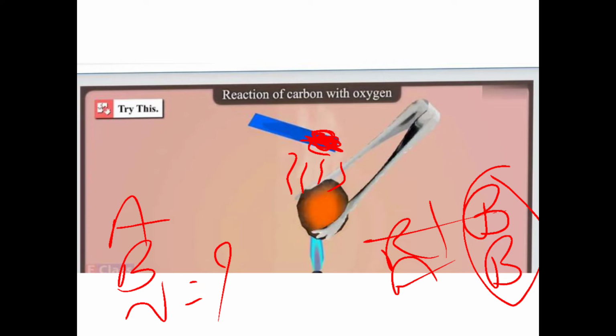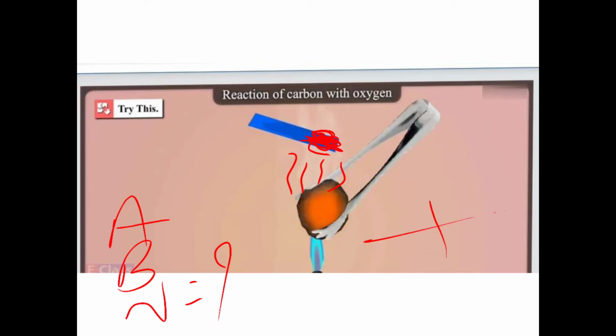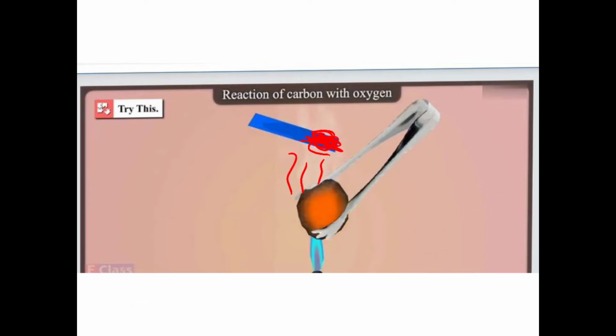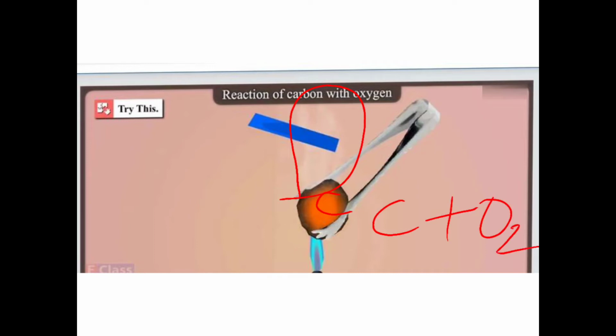So an acidic gas is there, and can you think of what gas it must be? What gas must it be? You can see these fumes. This is coal, that is carbon, heated in oxygen. What gas? It will be carbon dioxide. That means carbon dioxide is acidic in nature.